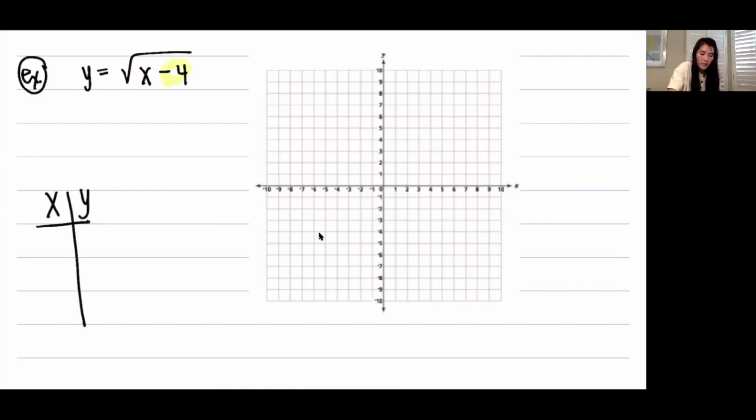All right, so notice the difference on this problem though is we have a number that is underneath the radical sign. So let's go ahead and think about how that is going to change our starting point. For example, we've been starting all of our problems at 0. Think about if I plugged in 0 here. 0 minus 4 is -4.